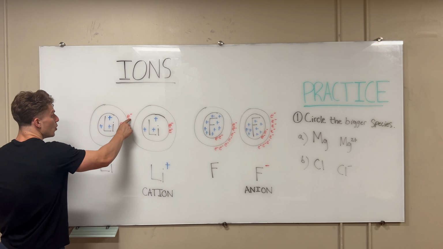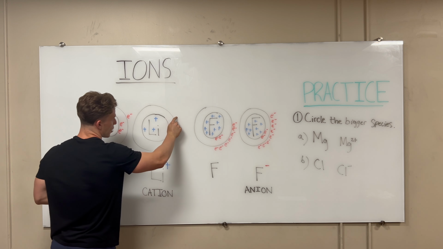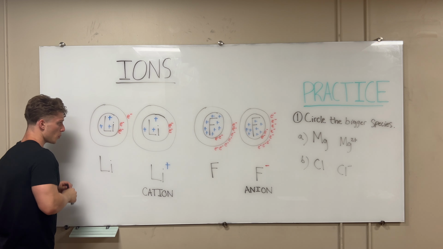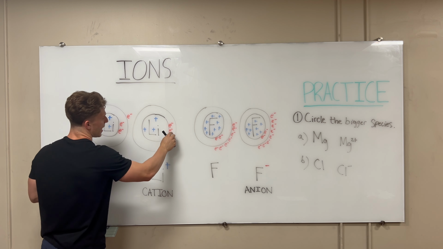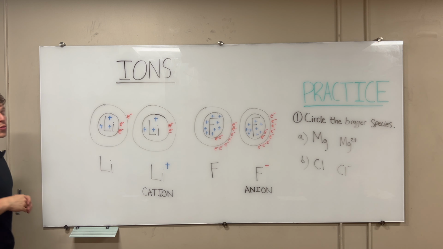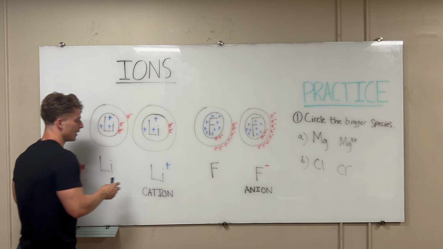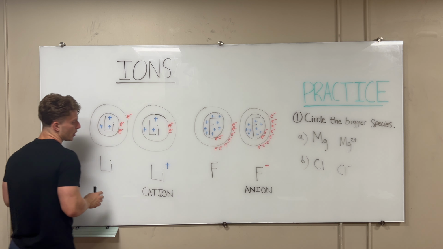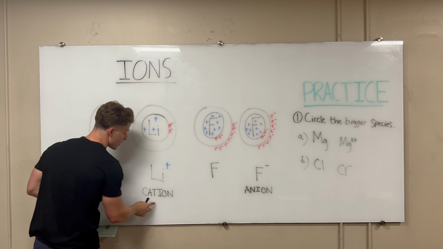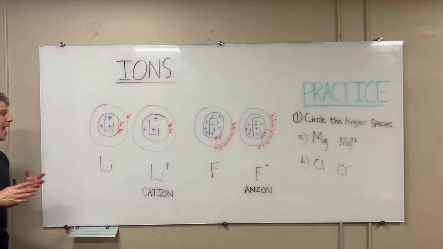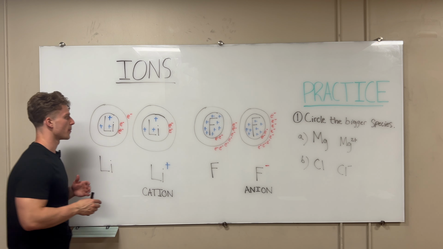Now, when we remove an electron from lithium, as we see over here, that electron's gone, we now have 3 protons and 2 electrons. That leaves us with 1 extra proton, leaving us with a positive charge. And when you have an ion with a positive charge, that is a cation, okay? So that's our first type of ion.